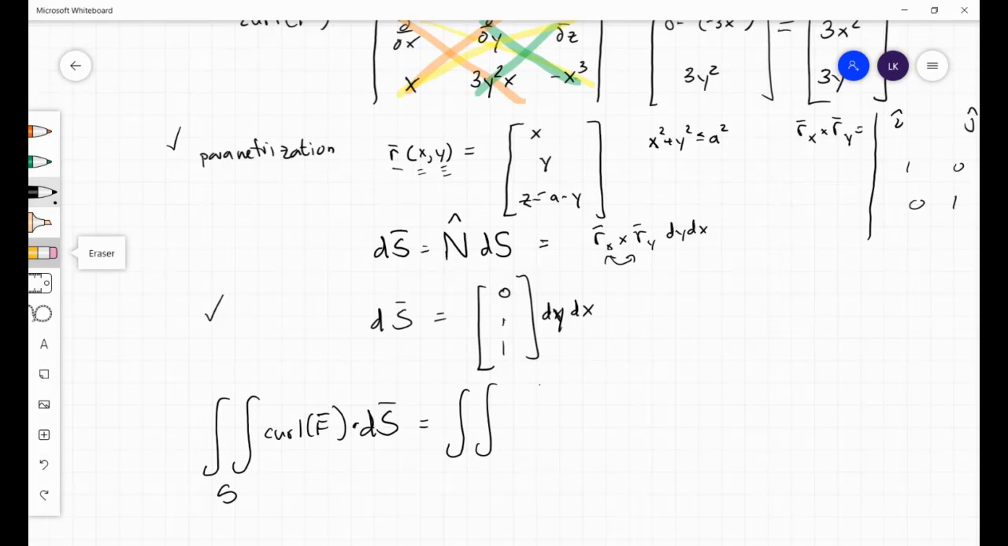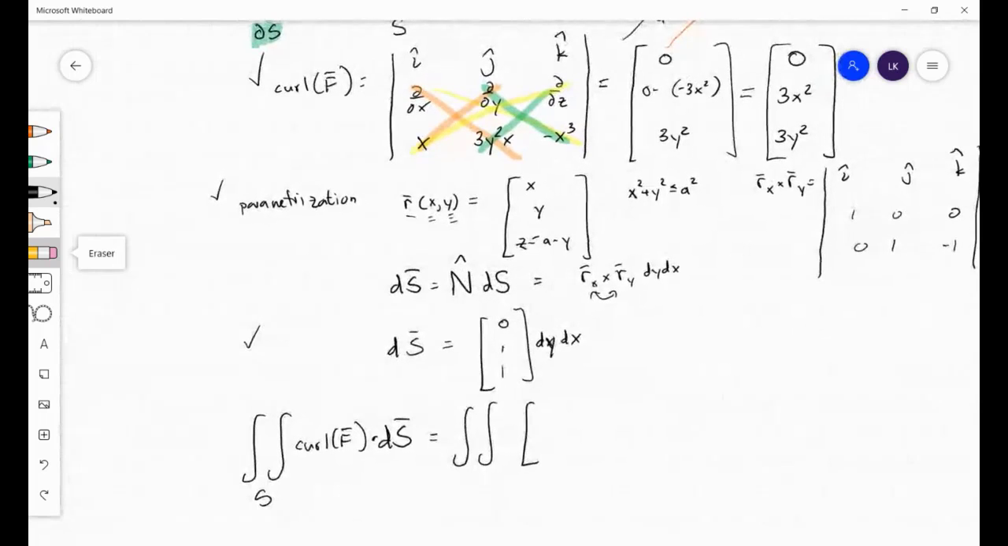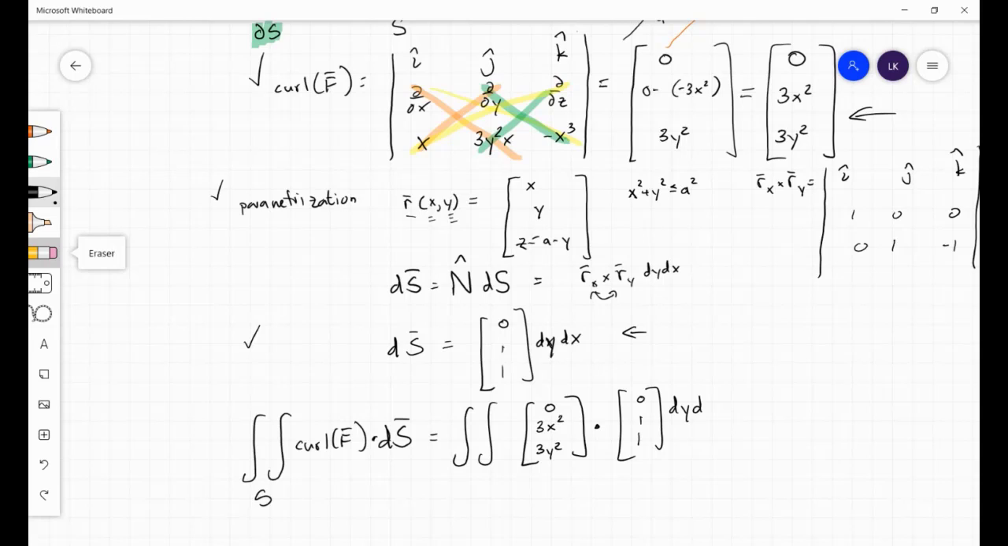Okay, we computed the curl, which was right over here. We have our differential area element with normal. And we're integrating over that disk in the xy plane of radius a.